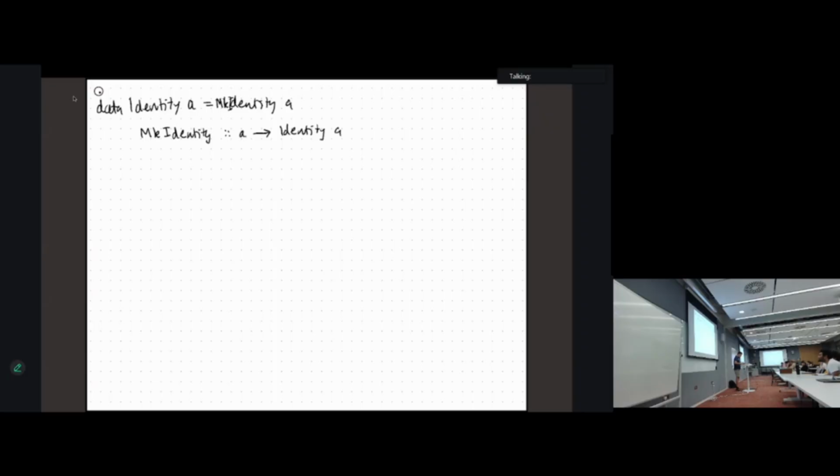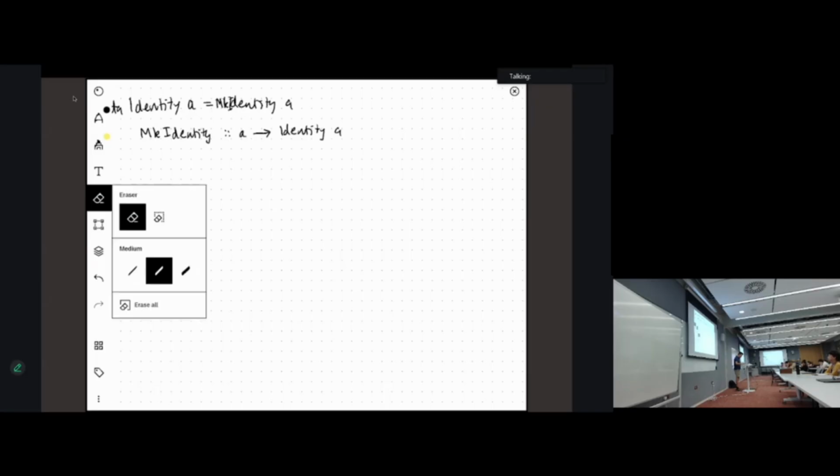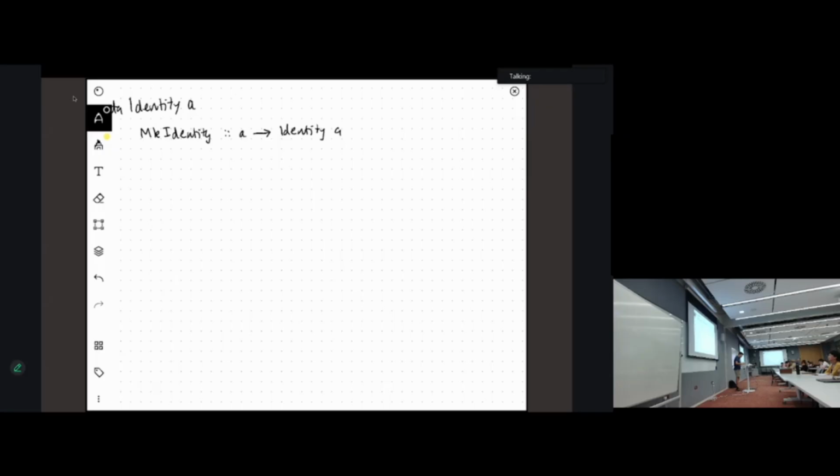This is a slightly different notation that I could use, and I probably will use that one actually, that I think is less confusing. So what I'm saying is, here's a new type, it's called Identity A, and here's how you make it by applying this function to an A.